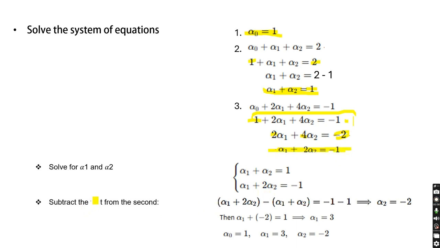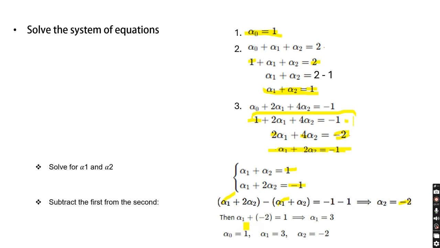So, we will subtract the first from the second equation. So, A1 plus 2A2 minus A1 plus A2. Their values are negative 1 minus 1. So, the value of our A2 equals negative 2, because A1 cancels out. So, we have 2A2, and you divide it, and the result is negative 2.